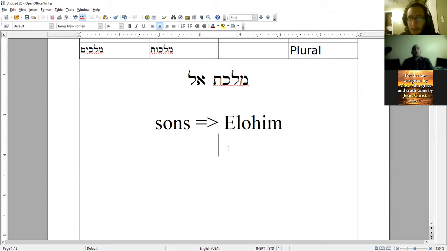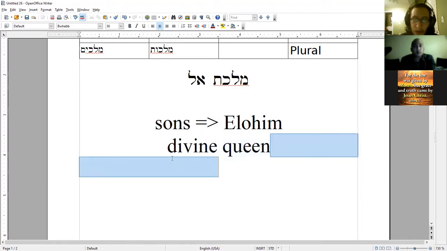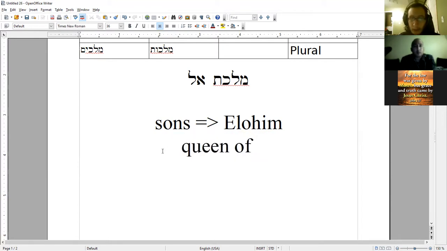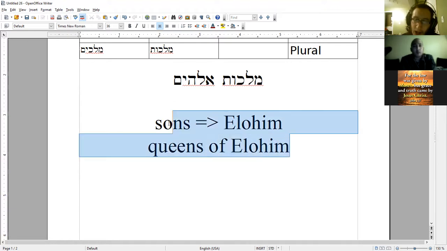I'm sorry, I said daughter, but that's the wrong word. So it's queen, right? So Malacca is queen. So divine queen. But Malakat or Melkat is queen of God or queen of El. Plural, it's the same. It's always the same. So you have to judge by context. Just like the singular of the masculine, you have to judge by context. So it would be either divine queens or queens of Elohim. So that's basically how that construct thing works.